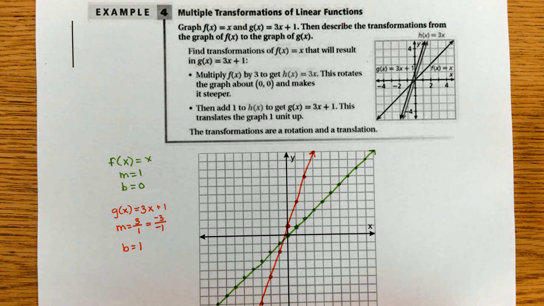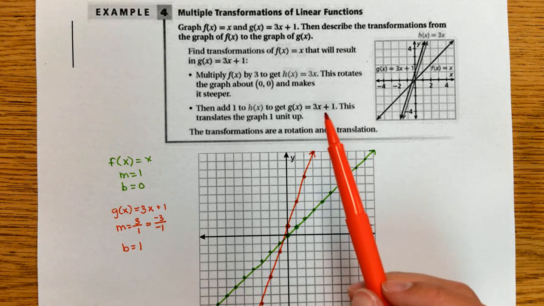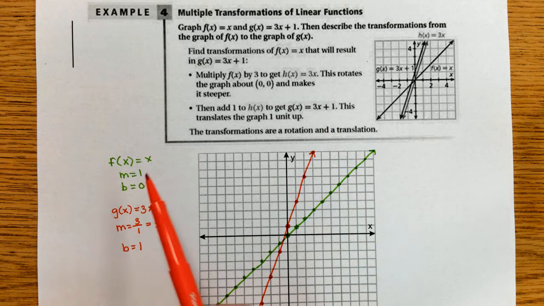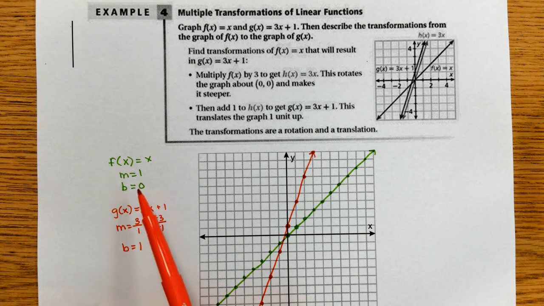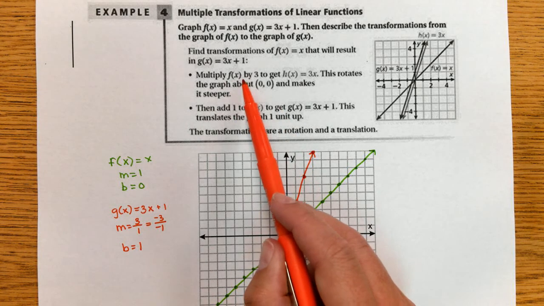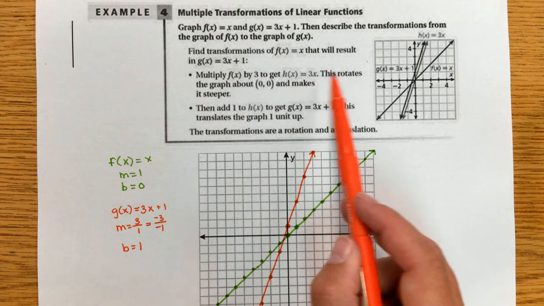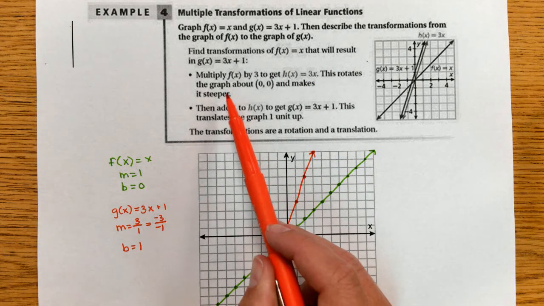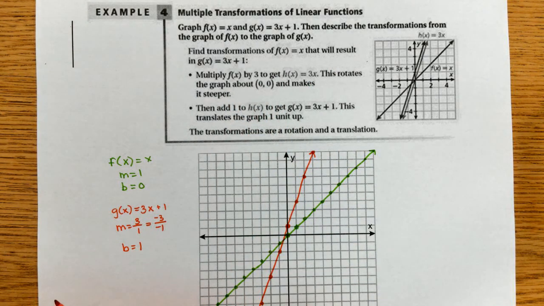So what's happening is our slope changed. Okay, our slope was 1 to 3, and our intercept also changed. So here we multiplied f of x by 3 to get h of x equals 3x. This rotates the graph about 0, 0, and makes it steeper. Okay, so we started with the green line, and then we went steeper. Then we translated it. We moved it up 1.